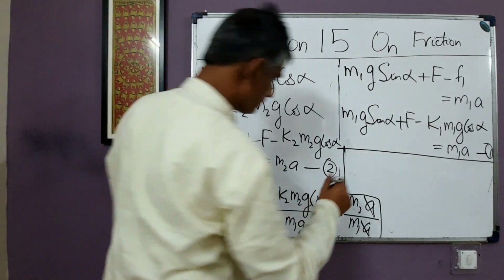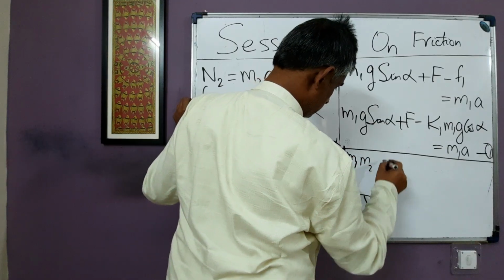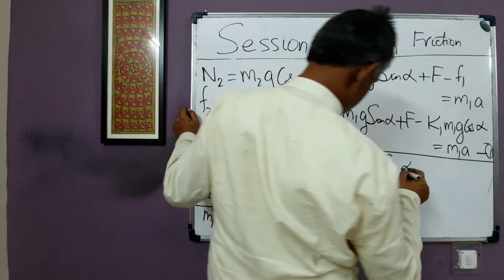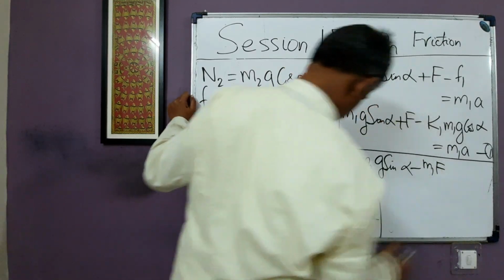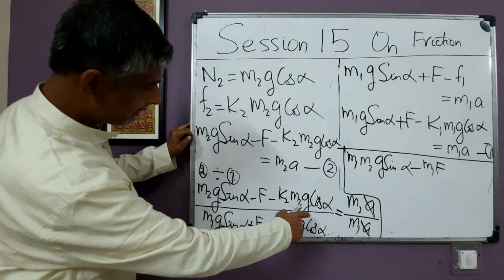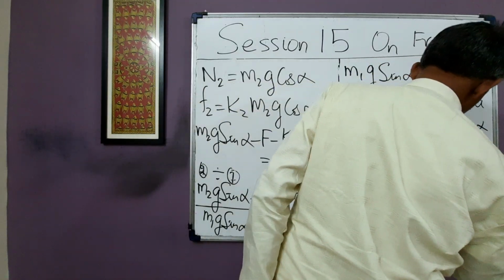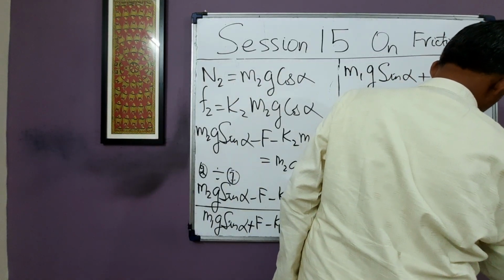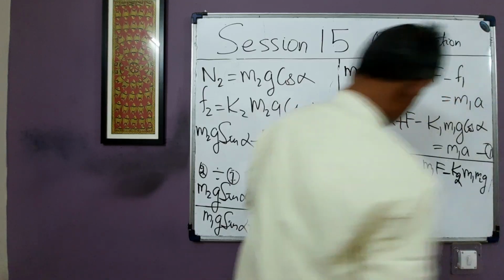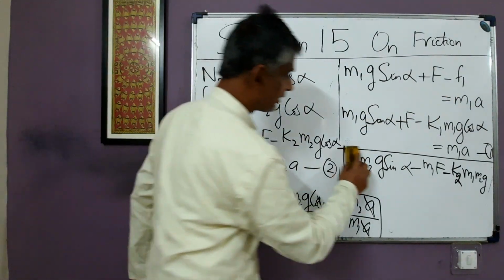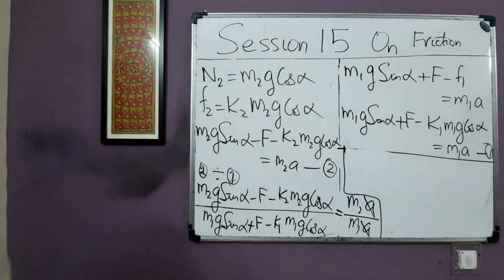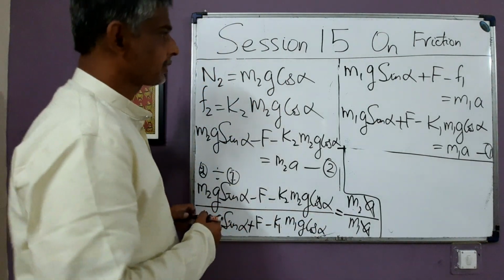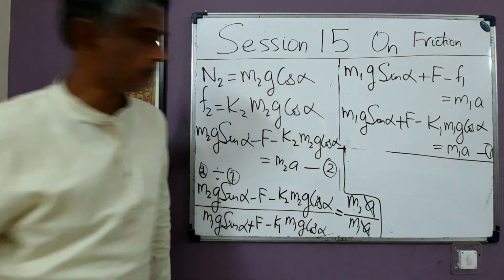So what do I get? m1 m2 g sin alpha minus m1F minus K2 m1 m2 g cos alpha. This space is finished, I'll rewrite it here again. So this is the equation. Now multiply this.